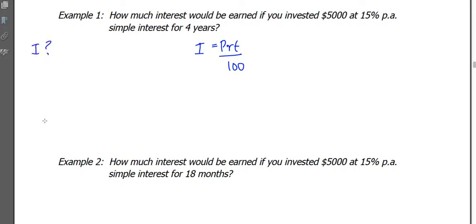It's good to jot down the information you've got on the side. You've invested $5,000, so that's our principal. The rate is 15% per annum, so R is equal to 15, and the time period here is 4 years. So you can check your time is in years, and the rate is per annum, so that works. Remember, we want them to be in the same time unit. Let's substitute now into this formula.